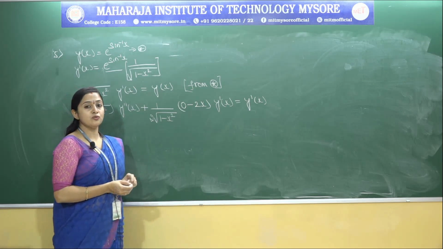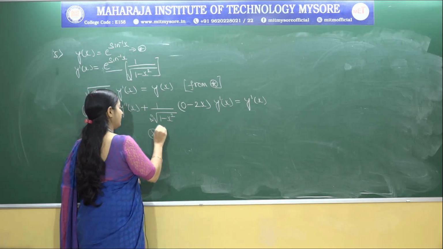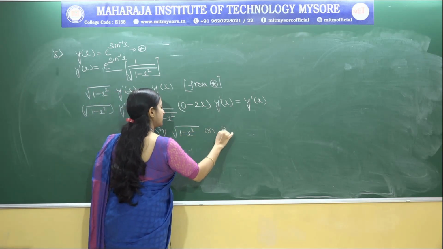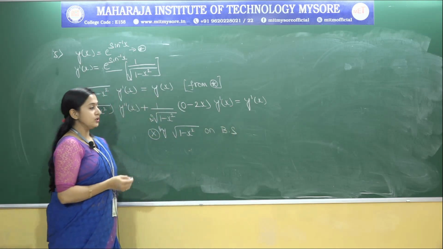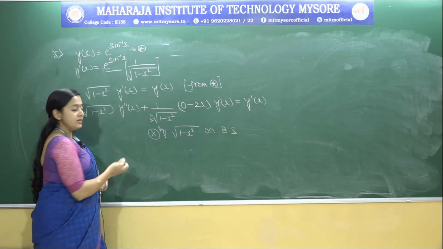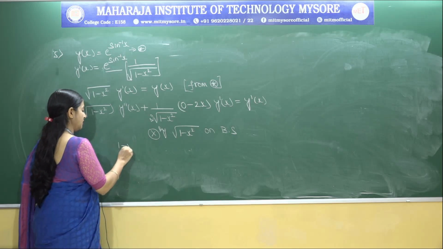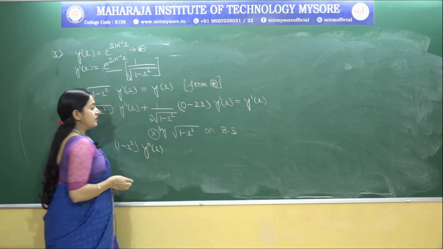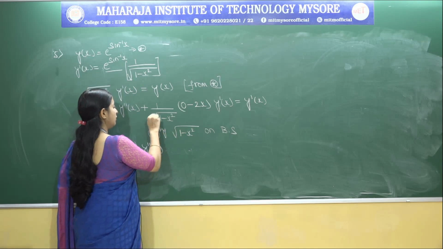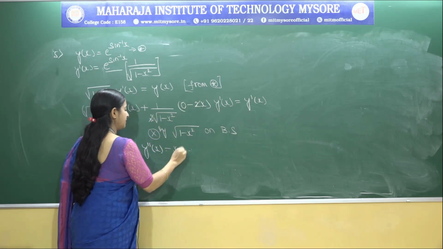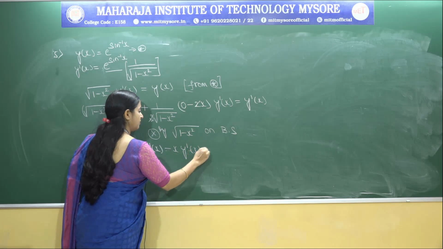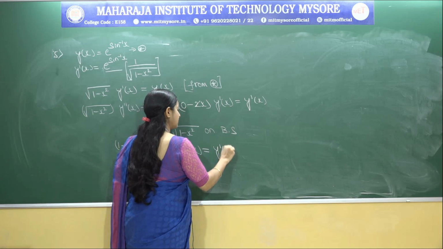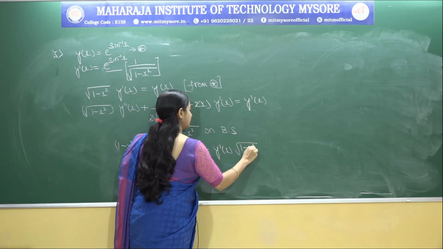To avoid the square root of 1 minus x square, multiply root 1 minus x square on both sides. For the first term, root 1 minus x square into root 1 minus x square, you will get 1 minus x square, times y double dash of x. For the second part, the roots get cancelled and the 2 also gets cancelled, so you will get minus x y dash of x. For the third term, the RHS part, y dash of x root 1 minus x square.